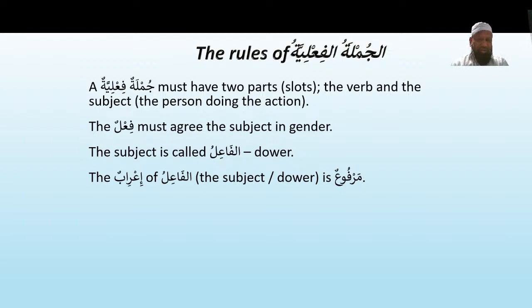Okay, so these are the rules to make الجملة الفعلية. The فعل must agree with the subject in gender. The subject is called the fa'il, and the i'rab of the fa'il is marfu'.